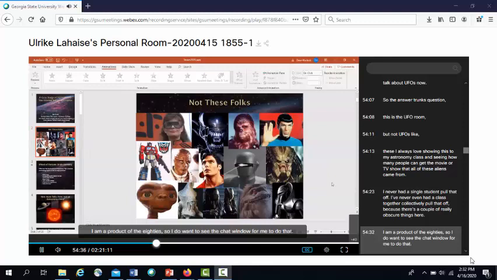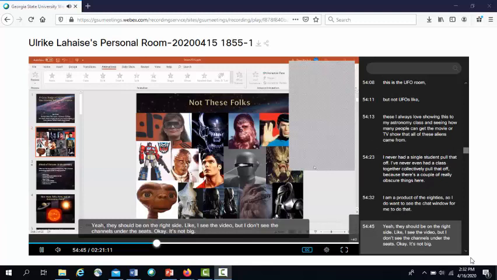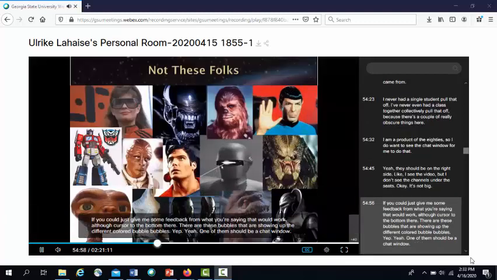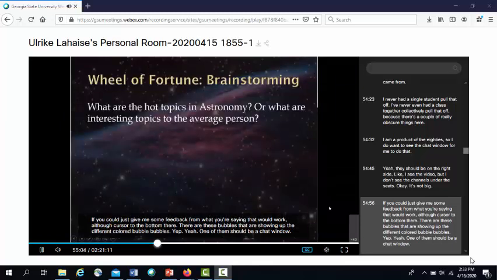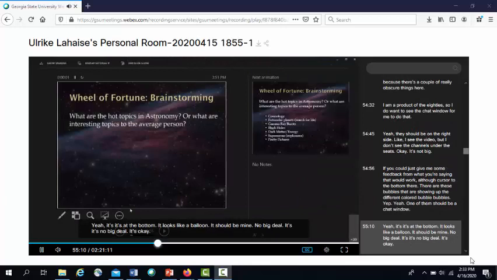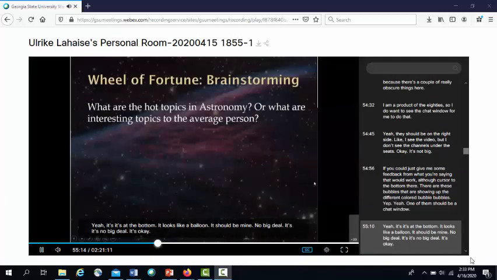So I do want to see the chat window. Is there any way for me to do that? Yeah, they should be on the right side. I see the video, but I don't see the chats. Well, under the participant list. It's okay, it's not a big deal. If you could just give me some feedback from what you're seeing, that would work. Although, if you move the cursor to the bottom, there are these different colored bubbles showing up, and one of them should be a chat window. It's at the bottom and looks like a balloon. Mine has no big deal. It's no big deal.